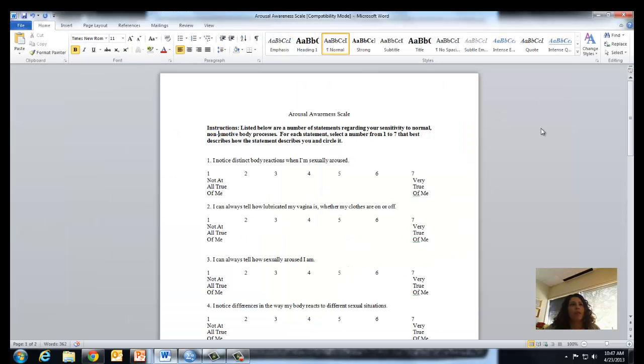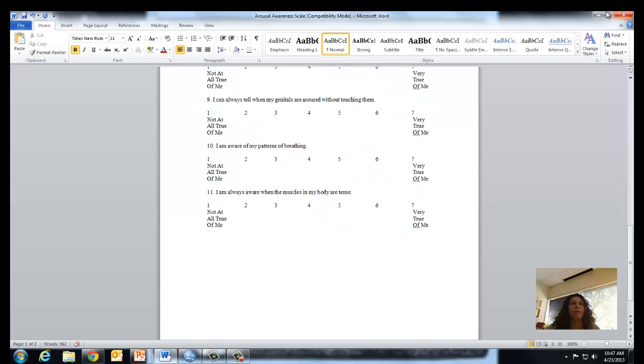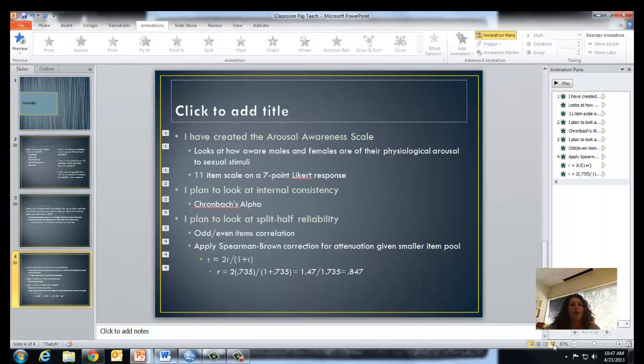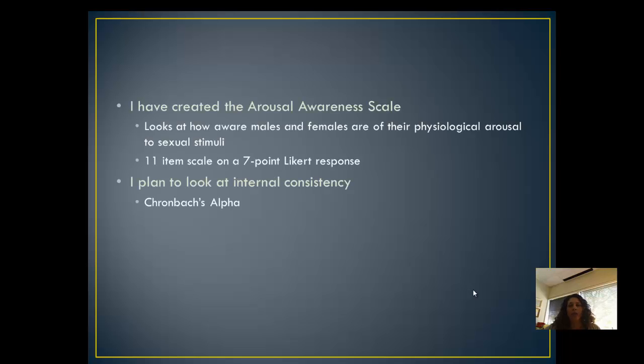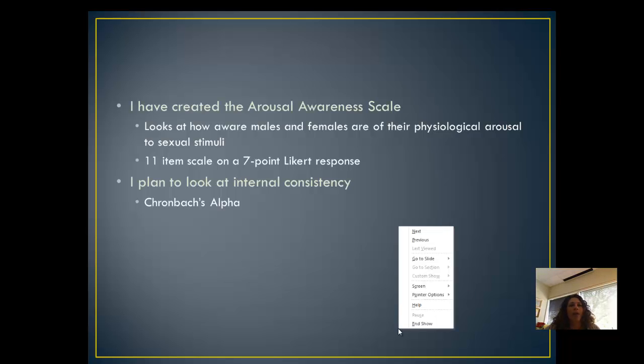Okay, this is what the scale looks like. You can see that I'm just asking people to rate how true each of these statements is of them. Okay, and you can see there's 11 items on that. So I plan to look at two types of reliability. I plan to look at internal consistency. I want to see how highly each of those items correlate with one another. And if I'm measuring something consistently, I should see high inter-item correlations. So if you recall, we're going to use Cronbach's alpha for that. Let's go ahead and do that now.